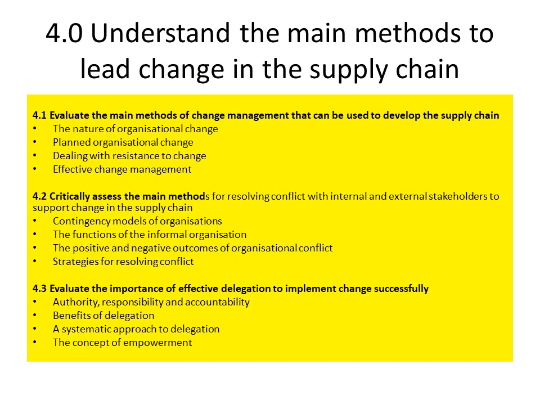The particular unit content details learning outcome 4.1, evaluate the main methods of change management that can be used to develop the supply chain. 4.2 is critically assess the main methods for resolving conflict with internal and external stakeholders to support change in the supply chain. And the final learning outcome 4.3, evaluate the importance of effective delegation to implement change successfully.